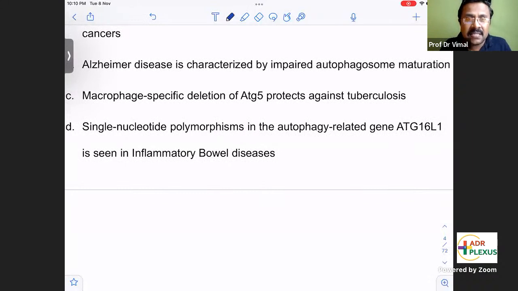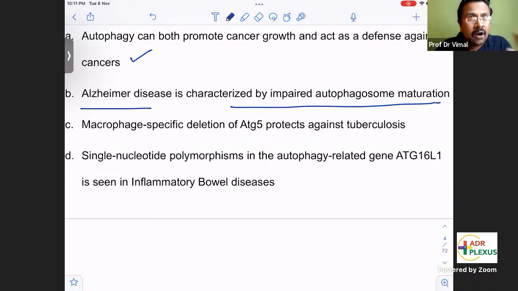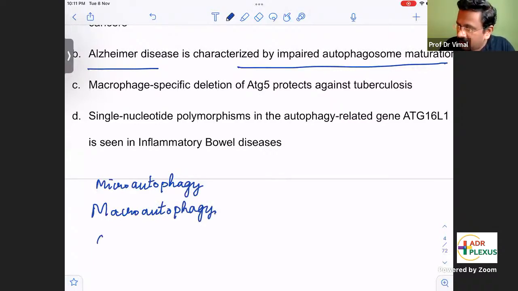And Alzheimer's disease: autophagy plays a major role in neurodegenerative diseases. So what happens in Alzheimer's disease? This point is right. Alzheimer's disease is characterized by impaired autophagosome maturation. For remembering this, we have to know the different types of autophagy. That is microautophagy, macroautophagy, and chaperone-mediated autophagy.